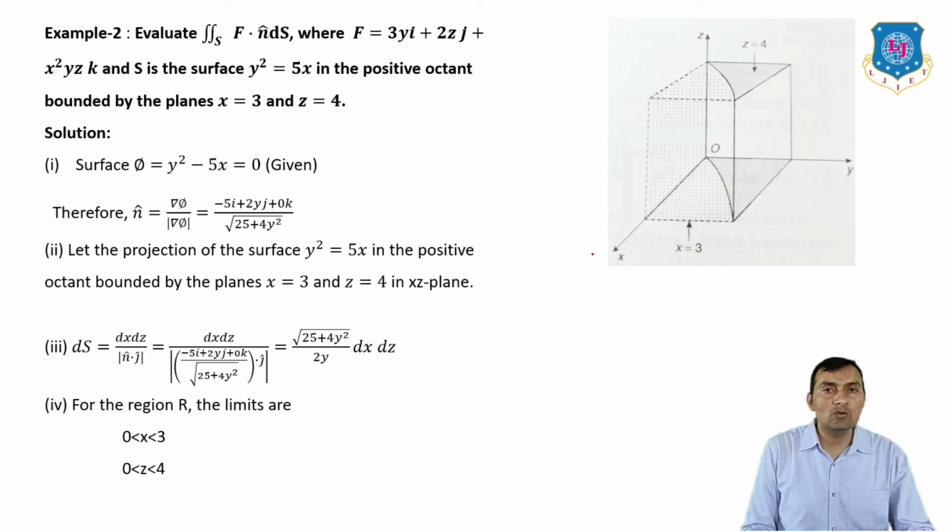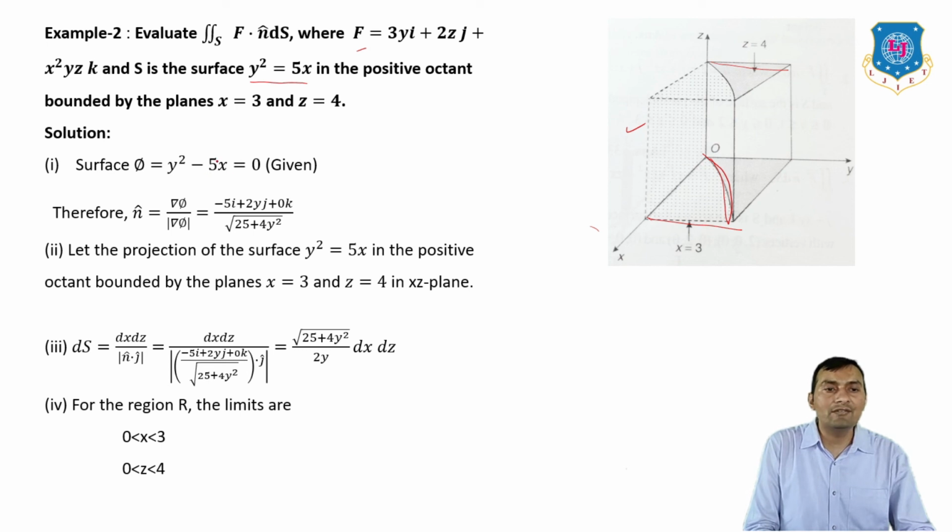It is an interesting question. Given a double integration of the vector field F(r) dot n cap dS over the surface S, where F(r) is given and S is the surface y square equal to 5x. So here you can see that this is our surface, y square equal to 5x, in the positive octant, bounded by the planes x equal to 3 and z equal to 4. So having this boundary, we have this one figure.